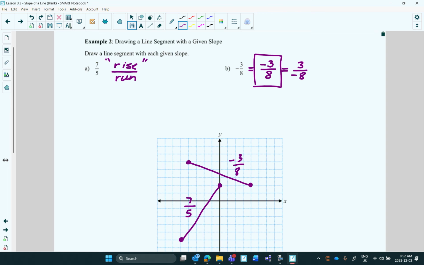But again, like we did with distance and midpoint, we don't want to have to use a graph all the time because it's not very efficient. We want a formula. And there is a formula for slope.